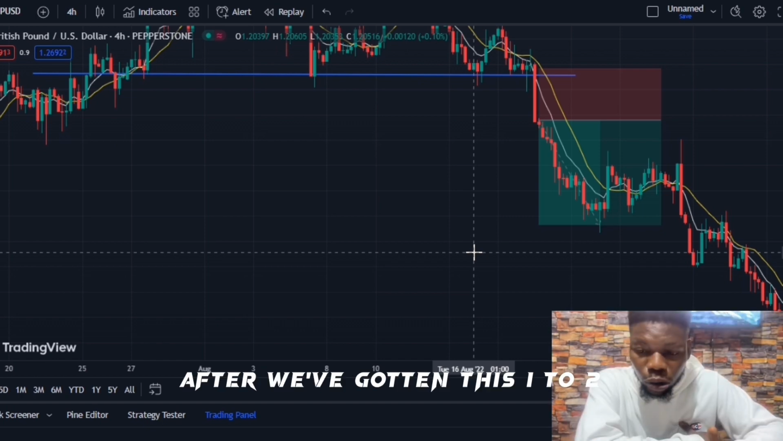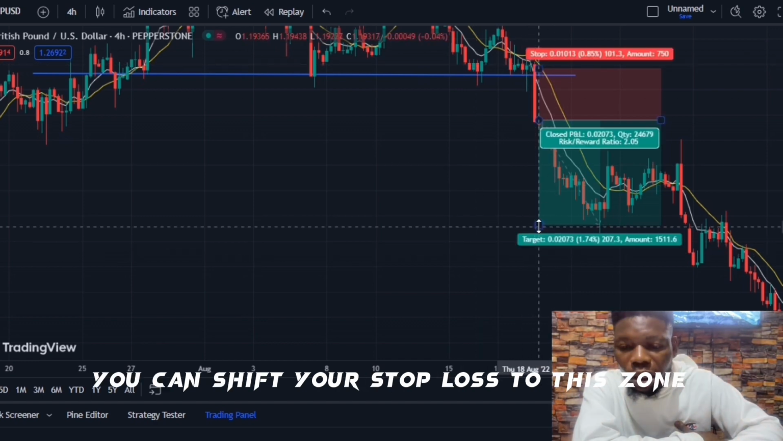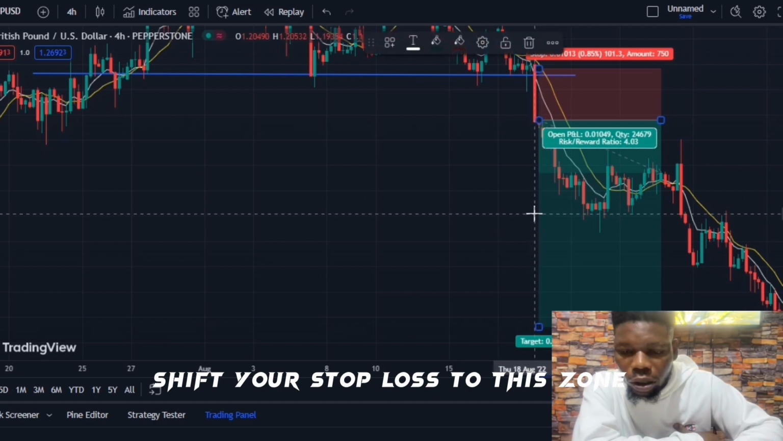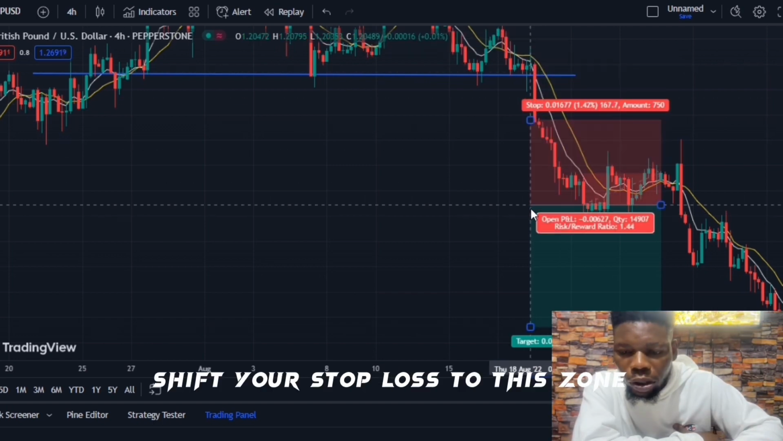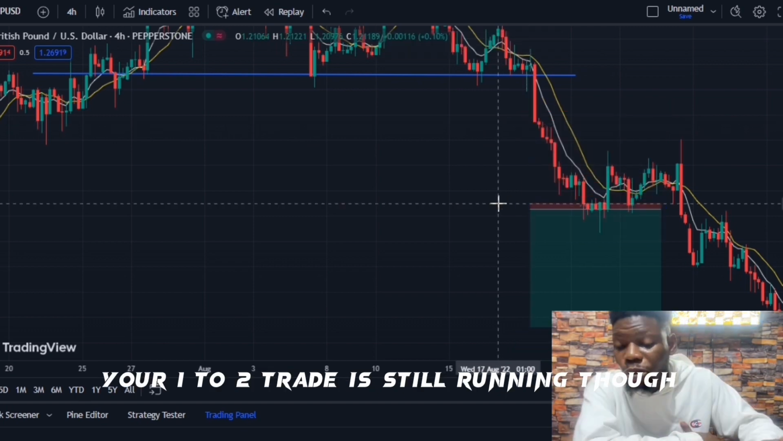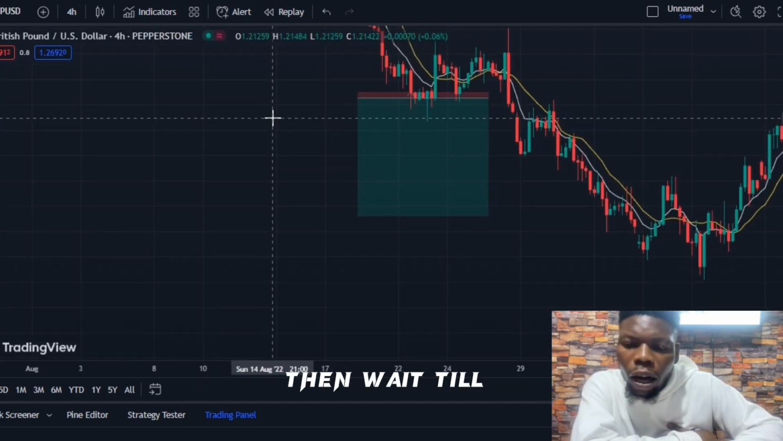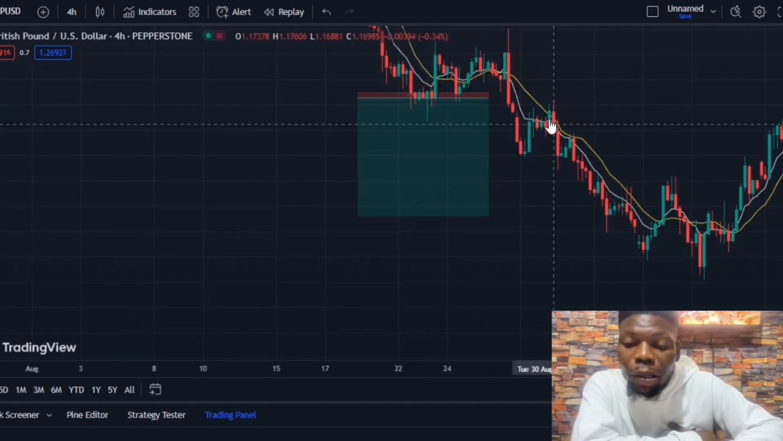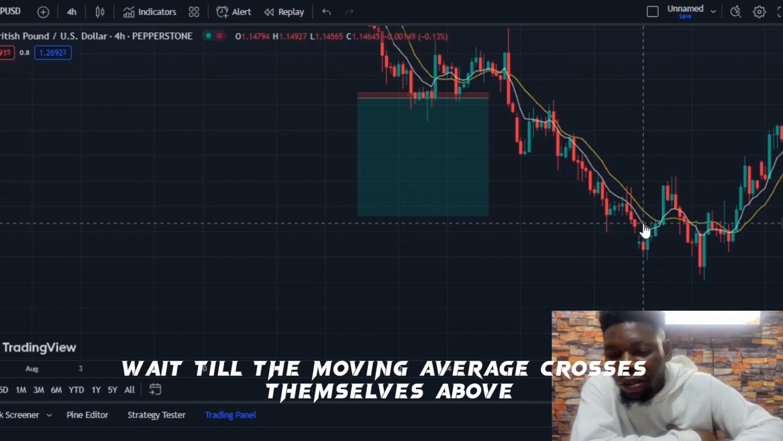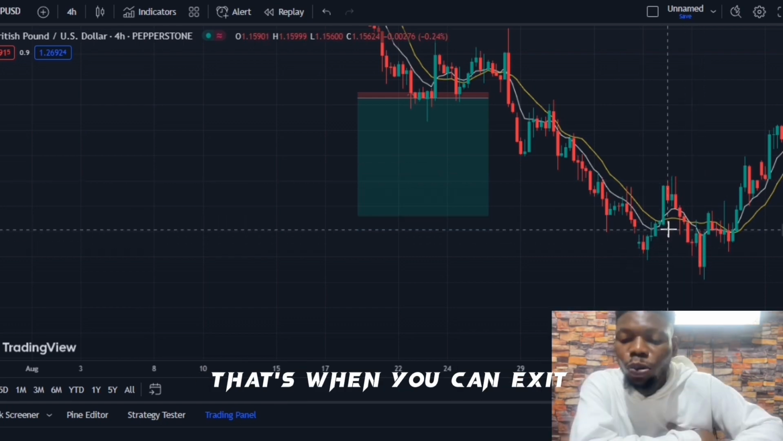After we've gotten this 1 to 2, what you can do is shift your stop loss to this zone. Let me show you an example. Shift your stop loss to this zone. That means your 1 to 2 trade is still running, but you adjust your stop loss. Then wait till the moving averages cross each other. When they cross each other, that's when you can exit.